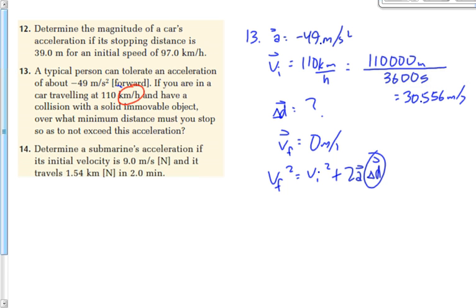Good. What's not attached to the D? VI. So let's get rid of that by subtracting. VF squared minus VI squared equals 2AD. Okay, rule number 3.